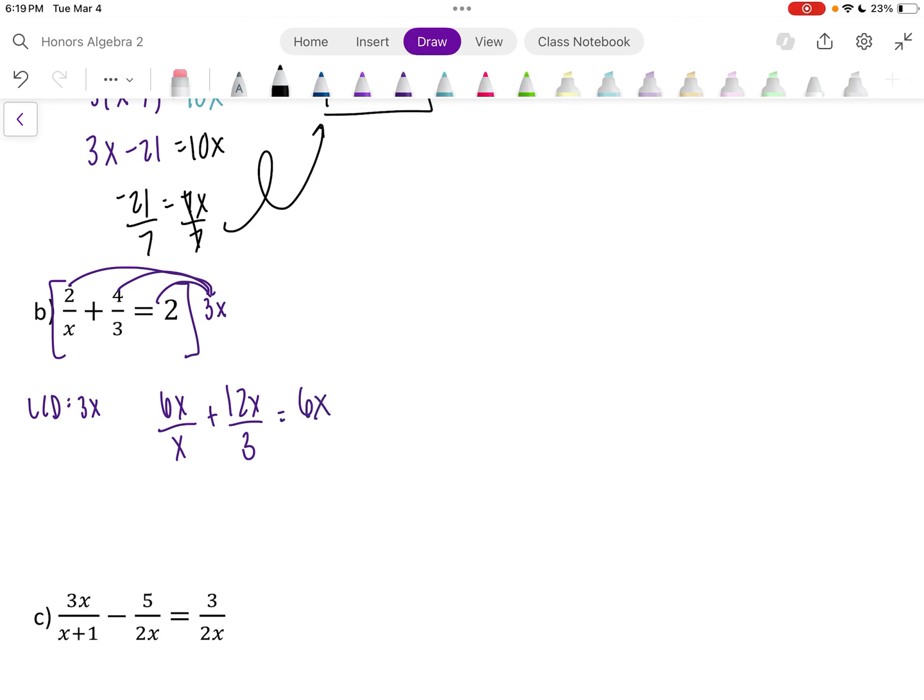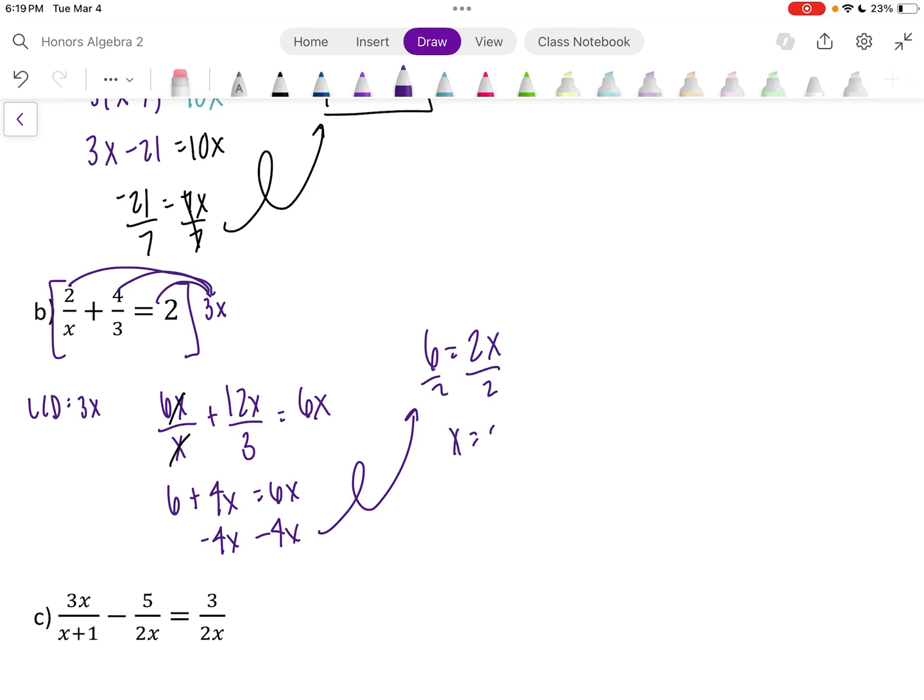Okay, so then these x's will cancel, so we are left with 6 plus that 4x, because 12 divided by 3 is 4, equals 6x minus the 4x. So it's going to be 6 equals 2x. Divide both sides by 2. X equals 3. Okay, again, if you plug that into the denominator for the x, it wouldn't be equal to 0, so you are good to go on that front.